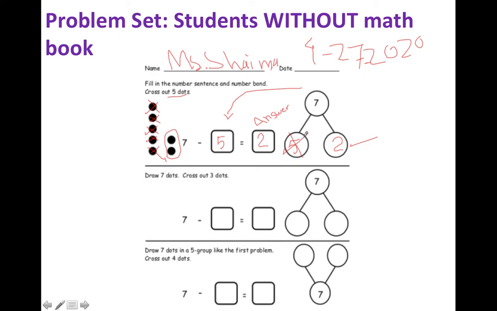Just like I did, I crossed off 5. So please cross off 5 to show that we took 5 away in our number bond. You don't have to do that on the box right here if you don't want to. You don't have to do this part if you don't want to. It's okay. As long as you show me in the number bond, we're good.